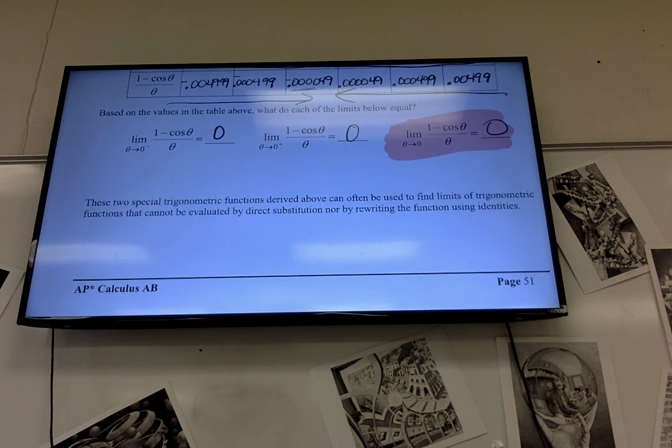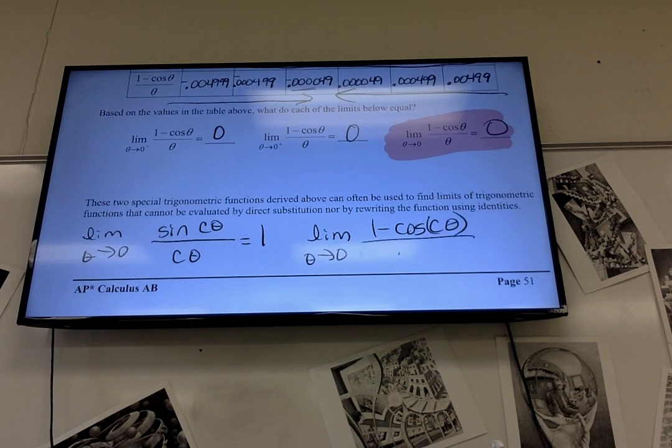Alright, so on the bottom here, the rules then are: the limit as theta approaches 0 of the sine of some constant times theta, divided by that same constant times theta, equals 1. And the limit as theta approaches 0 of 1 minus the cosine of some constant times theta, over that constant times theta, equals 0.